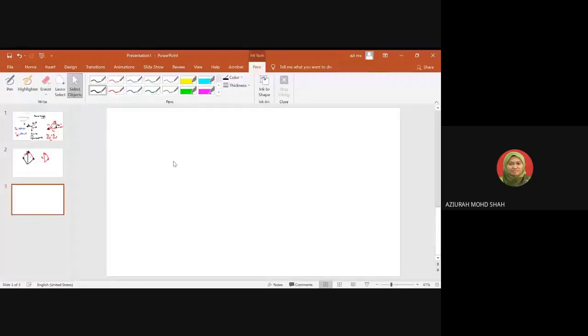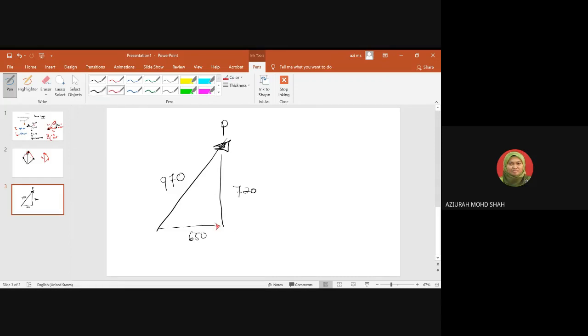Tengok ini PowerPoint saya. So sama je. Kita ada force P, ada triangle, panjangnya di sini 700 berapa tadi? 720. Hypotenuse 970. Okay, macam mana nak cari? Ini kan adalah you punya PX. This is your PX. This is your PY.